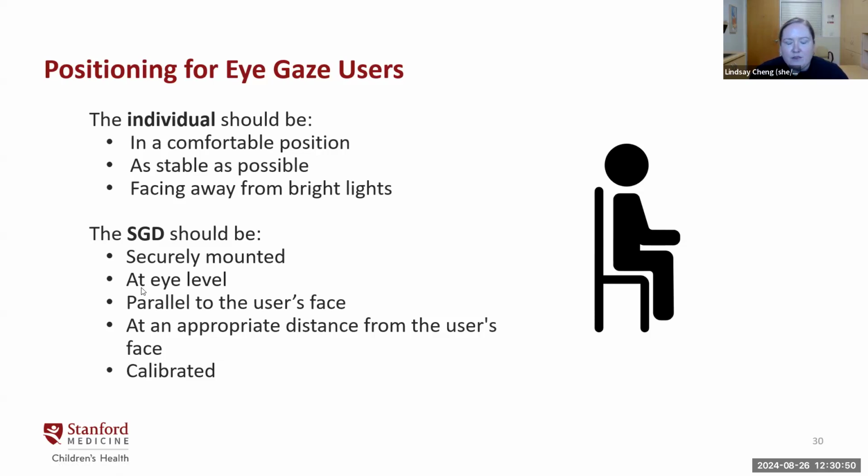It is important to remember that postural stability can have a significant impact on eye gaze access, and that if we are not seeing two eyes, or if the individual is having difficulty accessing parts of the screen, we should reassess positioning. It's important to rule out if it's an access issue versus skills. And we always recommend collaborating with our occupational therapists and physical therapists, especially for positioning when possible, as they are amazing resources.